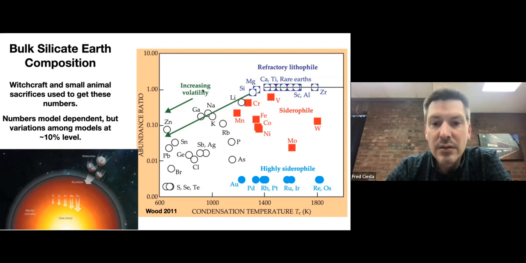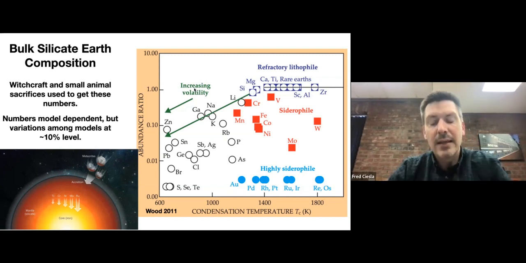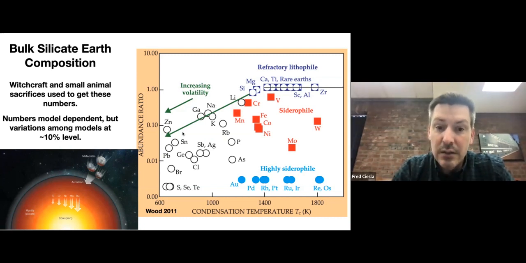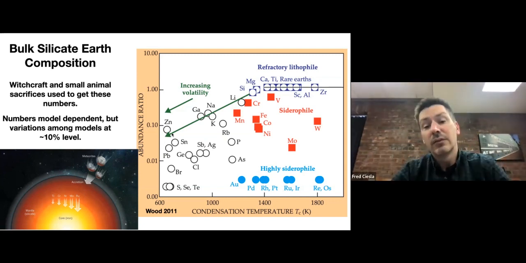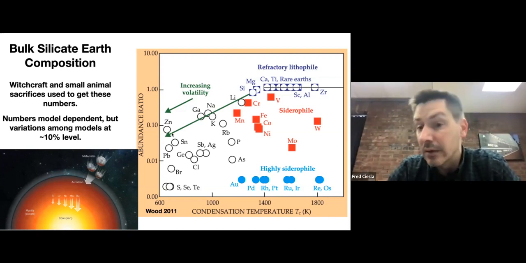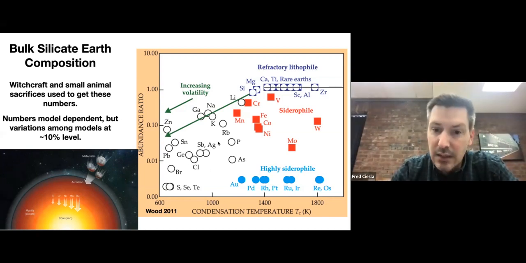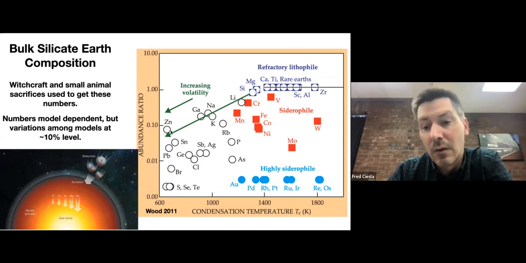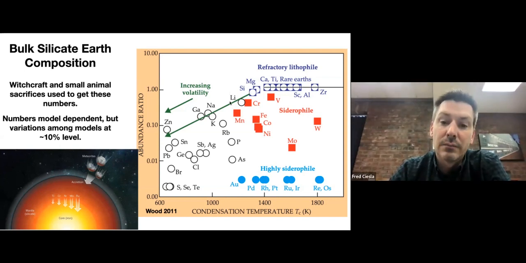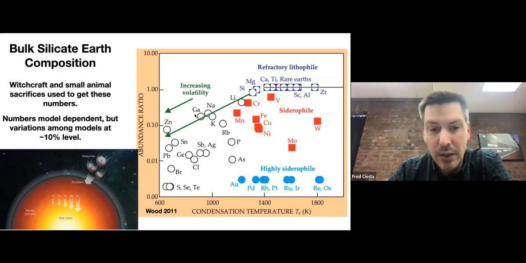Basically, the trend is that as you have increasing volatility, meaning that the elements condense at lower and lower temperatures in a protoplanetary disk, the less abundant that element is in the Earth relative to what we see in the sun or in meteorites. Now, some of these are siderophile, so core formation certainly plays a role. But again, this is independent of lithophile or siderophile, meaning that you still have this decreasing trend in abundance as a function of temperature. Is there a question?